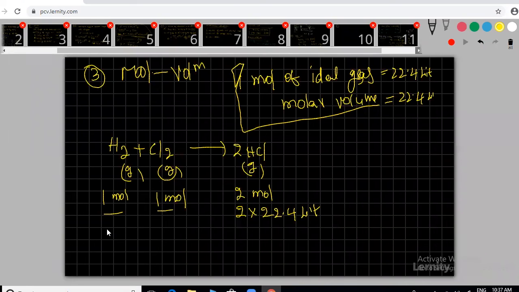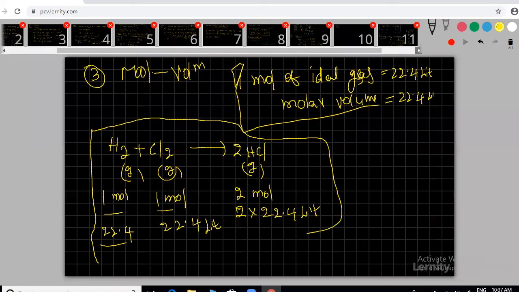Otherwise you can write here also: 1 mole means 22.4 liters, and this is also 22.4 liters. They can ask volume or moles, anything, sir. This is the basic data you can find. This is what we can do in the next step, because we are assuming ideal gas, we are assuming ideal conditions.